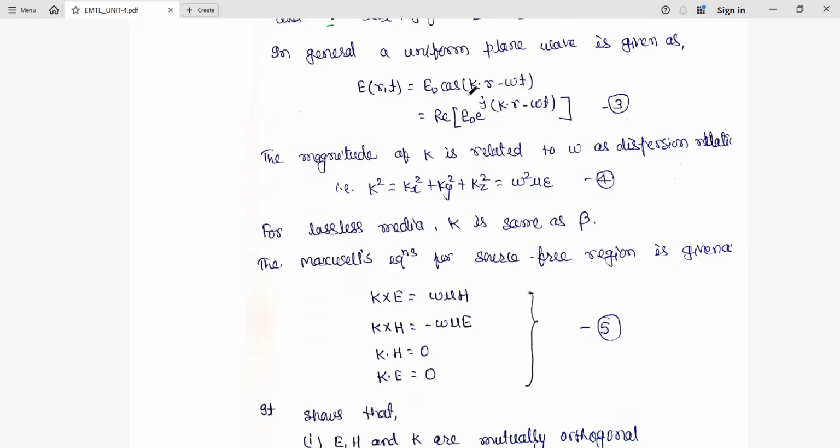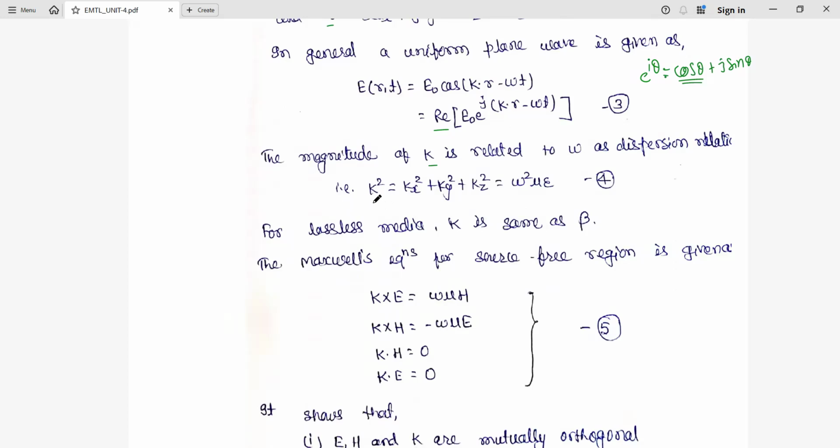So this is the real part. That can also be written as the real part of E naught e to the power j inside the bracket (K·R minus omega t), since e to the power j theta equals cos theta plus j sin theta. On the basis of that, the cos theta gives us the real part, which is why we are using Re. The magnitude of K is related to omega as a dispersion relation. Later we'll see that K can also be the same as beta, which is the phase constant.